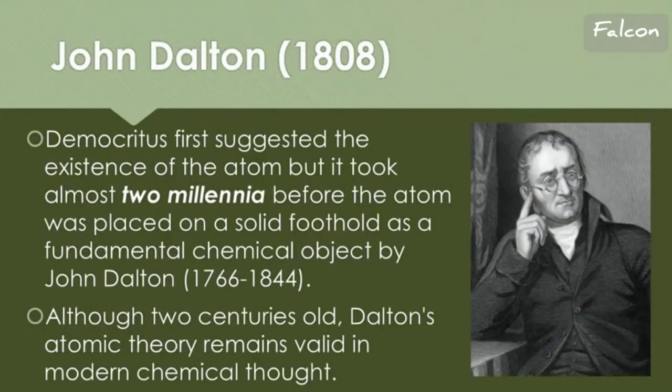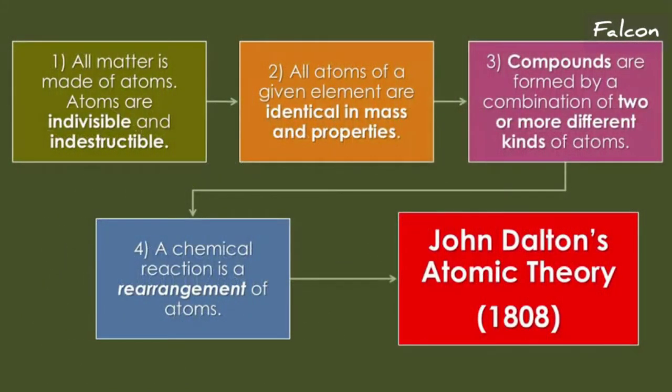So John Dalton in 1808, so we're talking 2 millennia after Democritus gave up his idea, basically John Dalton thought of this amazing idea, which we then coined into the atomic theory. So he believed in his atomic theory that all matter is made of atoms, and atoms are this indivisible and indestructible force. He also believed that all atoms of a given element are identical in mass and properties. He also believed that compounds are formed from a combination of 2 or more different kinds of atoms, and he believed that a chemical reaction is a rearrangement of atoms. And these 4 main topics are what we call John Dalton's atomic theory.